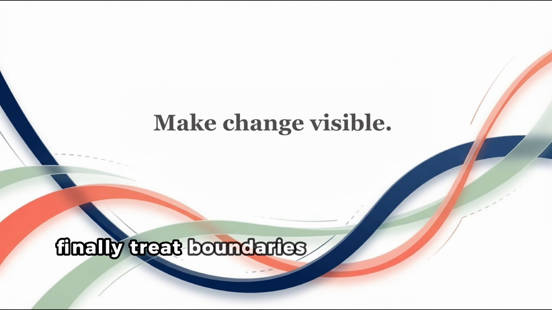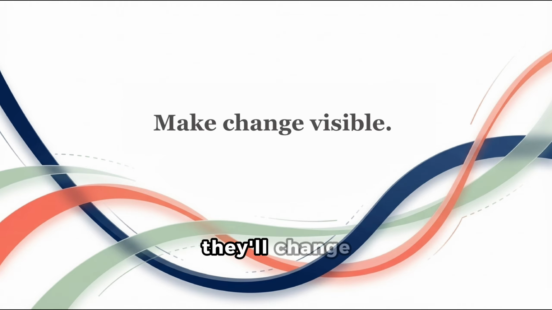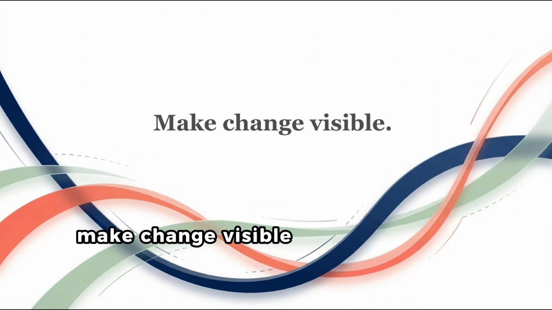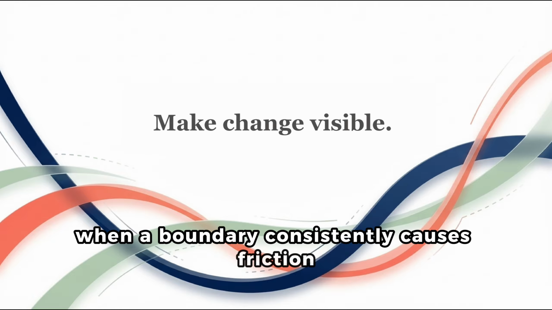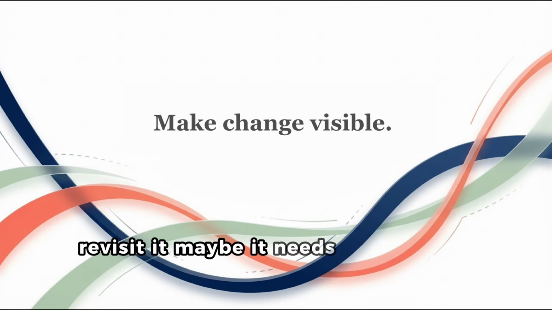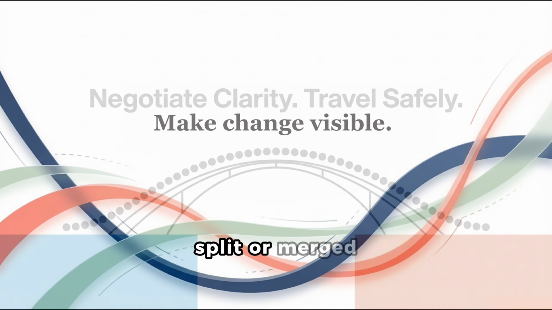Finally, treat boundaries as living artifacts. They'll change. Make change visible. When semantics shift, update the contract, bump the version, and notify consumers. When a boundary consistently causes friction, revisit it. Maybe it needs to be moved, split, or merged.